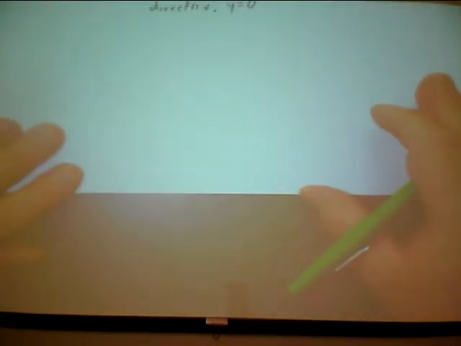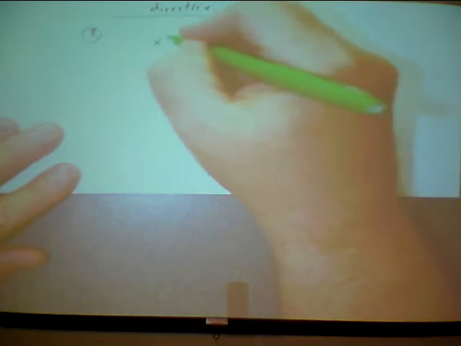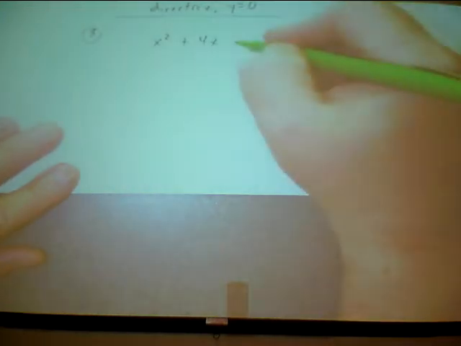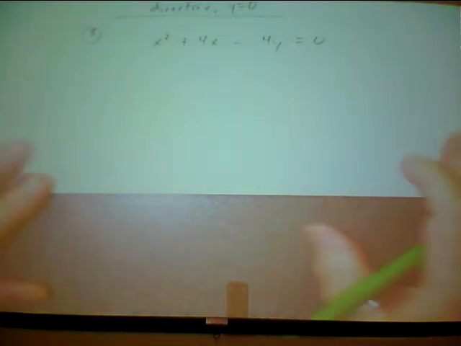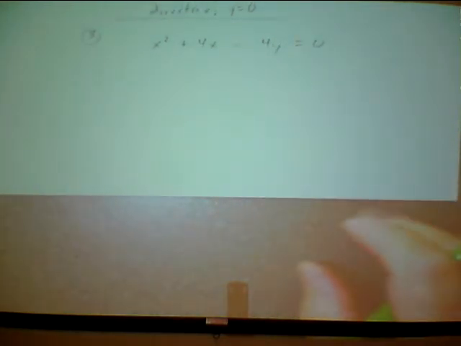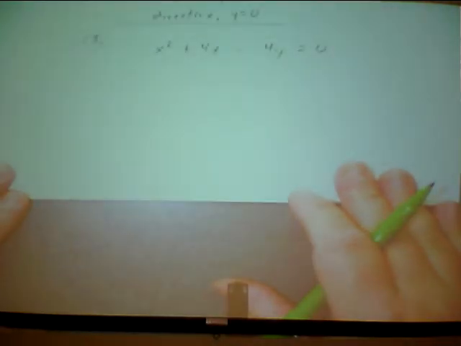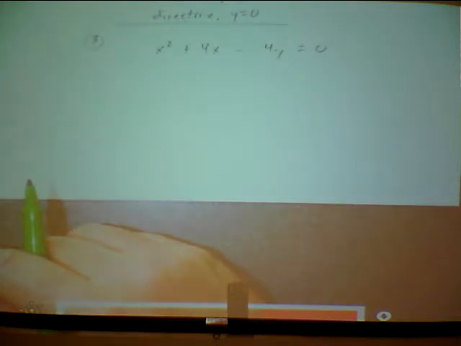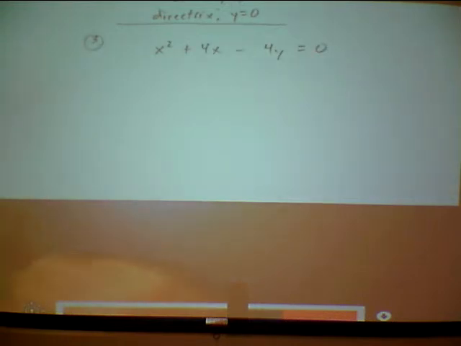And this last one is a little more involved because we're not going to give you the equation in standard form. X squared plus 4x minus 4y equals 0. Definitely not in standard form. Darken this up a little bit, it looks a little light. All right, so what do we do?